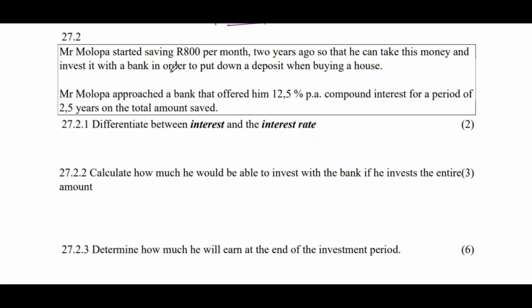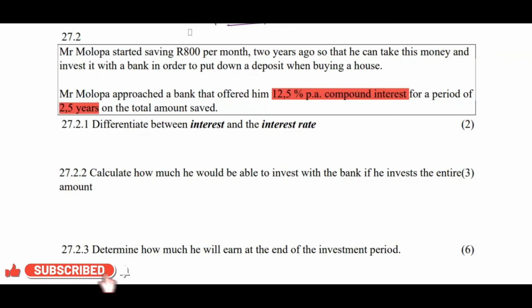Mr. Molopa started saving 800 per month for 2 years so that he can take this money and invest it with a bank in order to put down a deposit when buying a house. Mr. Molopa approached the bank that offered him 12% per annum compound interest for a period of 2 years. Another thing, it's 800 for 2 years.